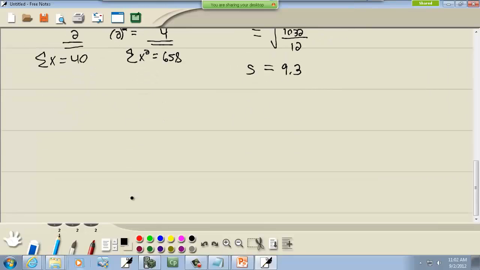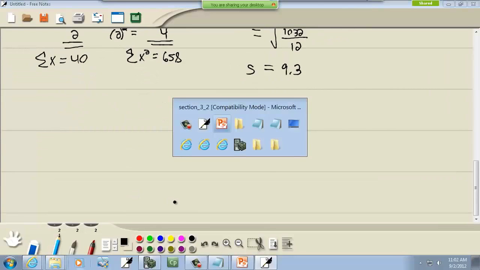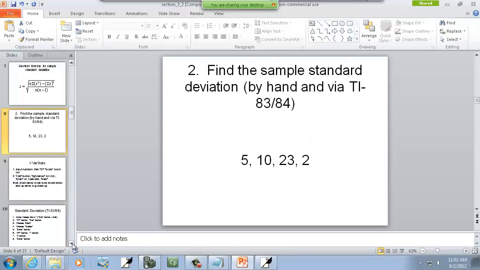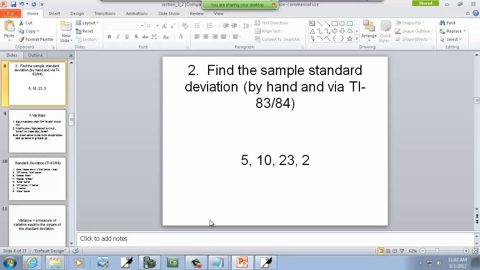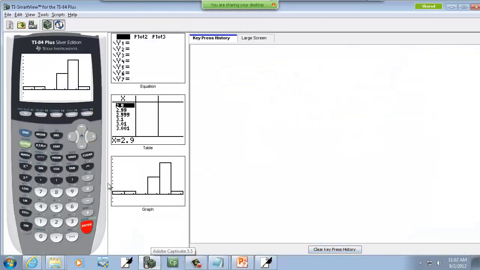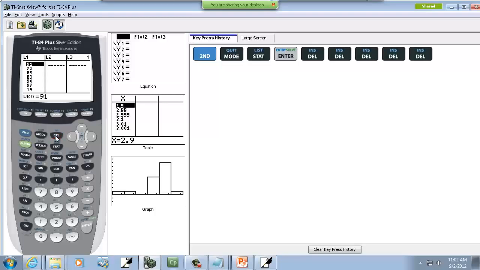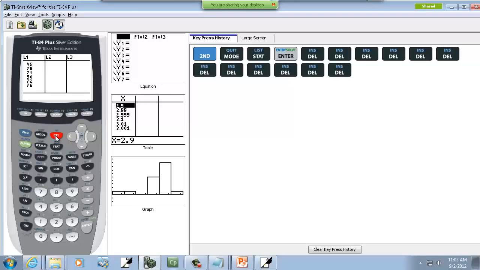Well, let's use technology to do this now. So let's go to our calculator and clear that out, exit out of here. I'll do second mode, exit out. Now I'm going to go into my stat, go into my edit. Now I want to put my numbers in. So I'll press delete over and over to clear those out. Quite a few numbers.